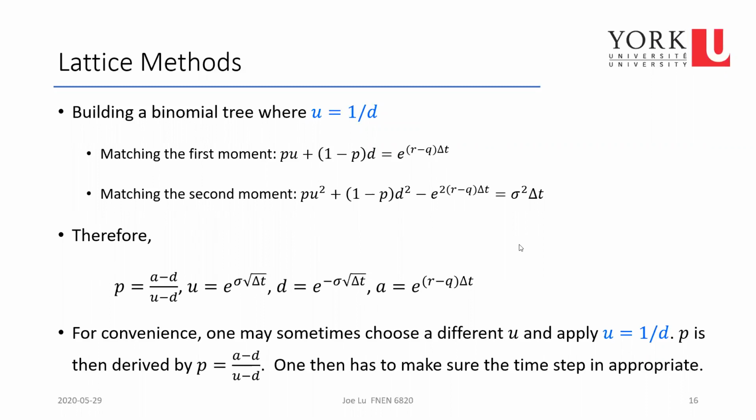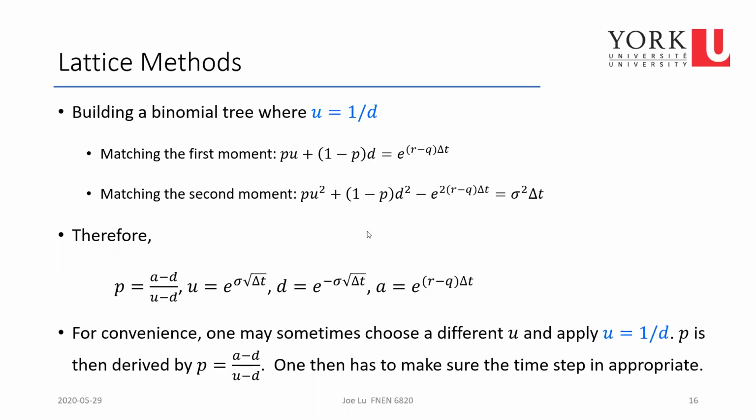Okay, let's take a look at how we build a binomial tree with this additional condition where u equals 1 divided by d. Now, to match the first 2 moments, we have this condition. This condition is P times the up movement, plus (1 minus P) times the down movement, and this is the expected drift. This is basically the drift, which is the expected value. So this gives the first moment. And this basically then gives us the condition for matching the second moment.